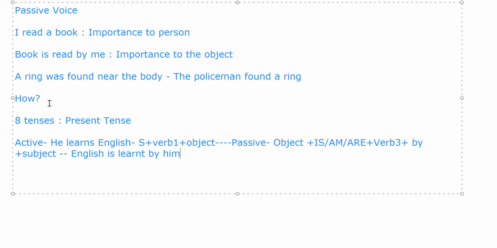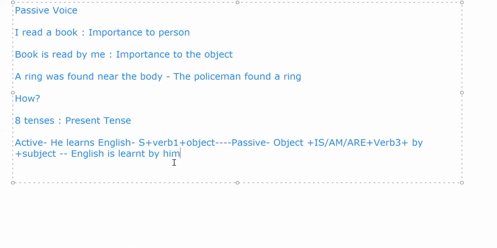There is a change of he to him. We can see that the subject is changing into the object, so the object form of he is him. This is simple present, and we will always remember that in present tense the helping verbs that we will be using are is, am, and are.